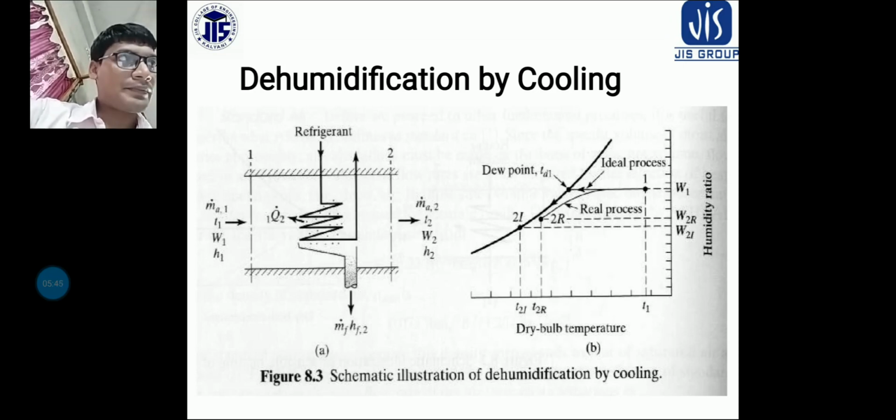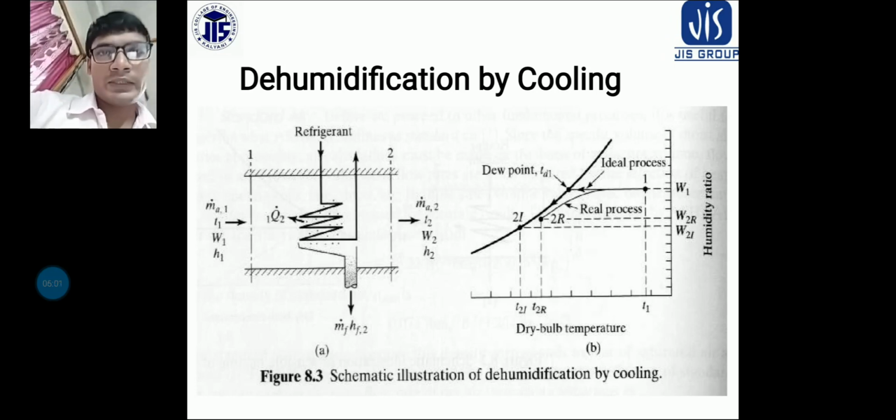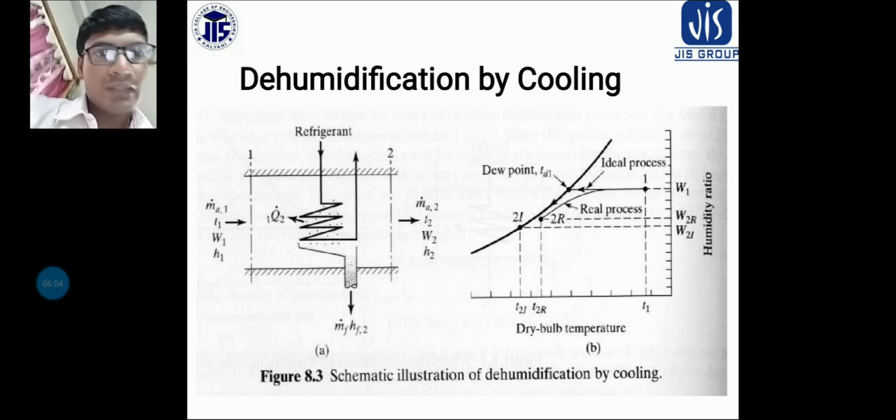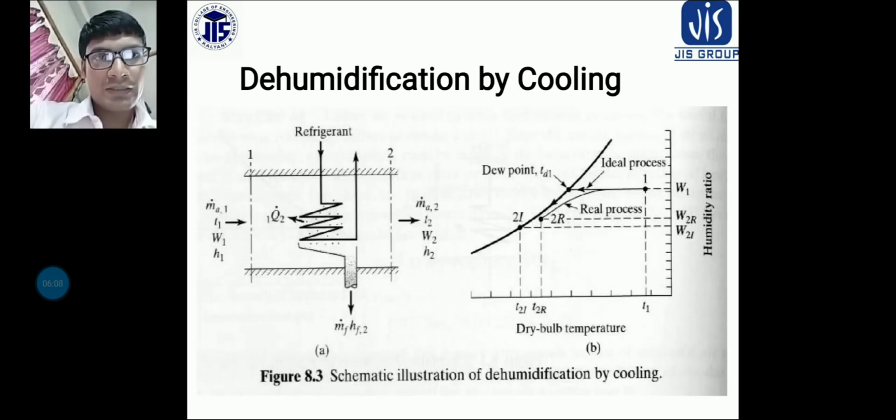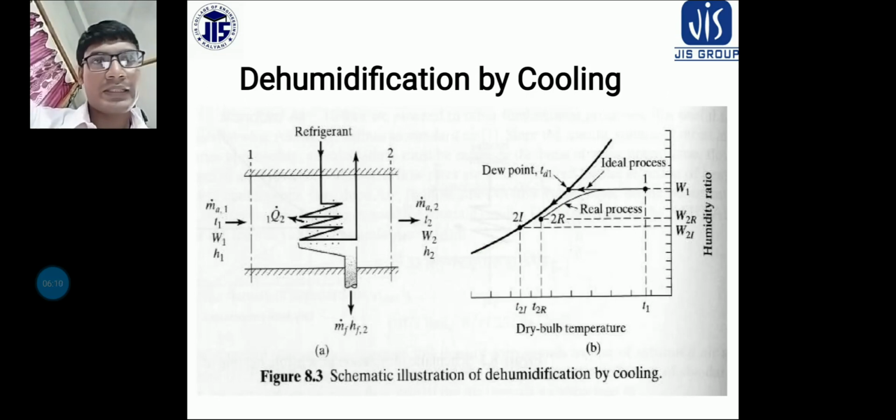Cooling and, side by side, dehumidification is done. Dehumidification means we are extracting moisture content from the water and air mixture. You can see the application of this cooling and dehumidification in the rainy season.